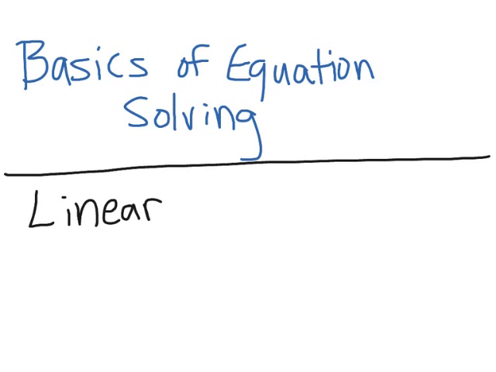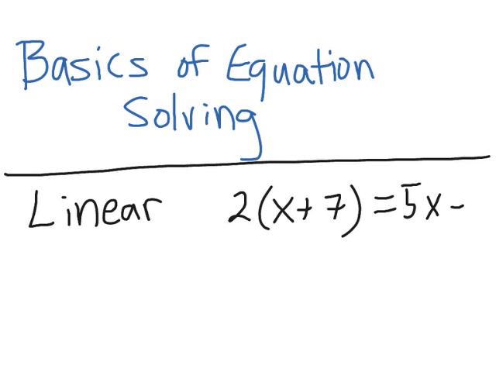So a linear equation might look something like this. 2 times x plus 7 equals 5x minus 9. And what you need to do is you need to recognize that's linear. In math, linear doesn't necessarily mean the graph is a line. What it really means is you just have an x. You don't have any powers on the x's. You don't have any square roots on the x's. You don't have any fractions with x on the bottom. You don't have any other functions like sine or cosine. It's just an x, and that's what we have here.